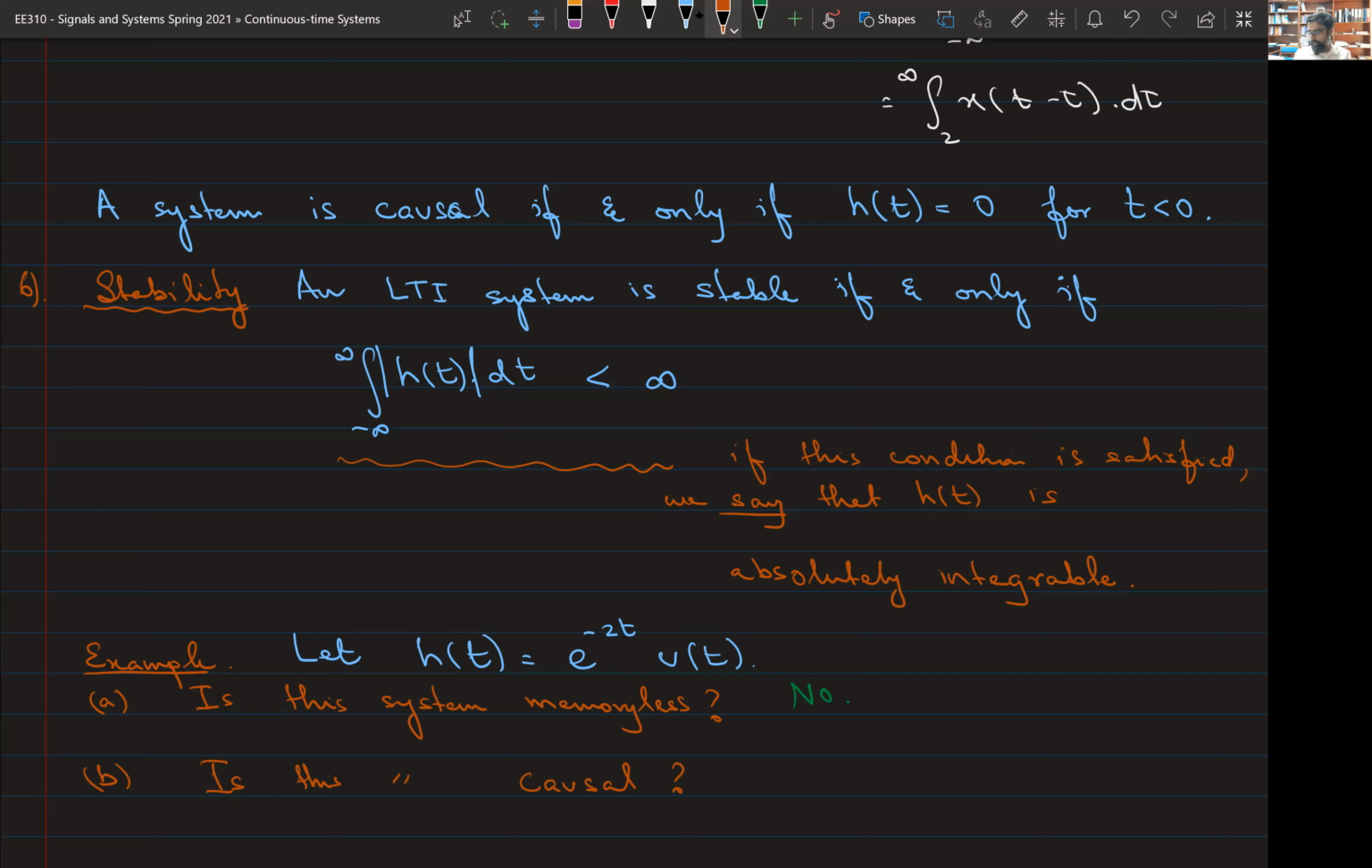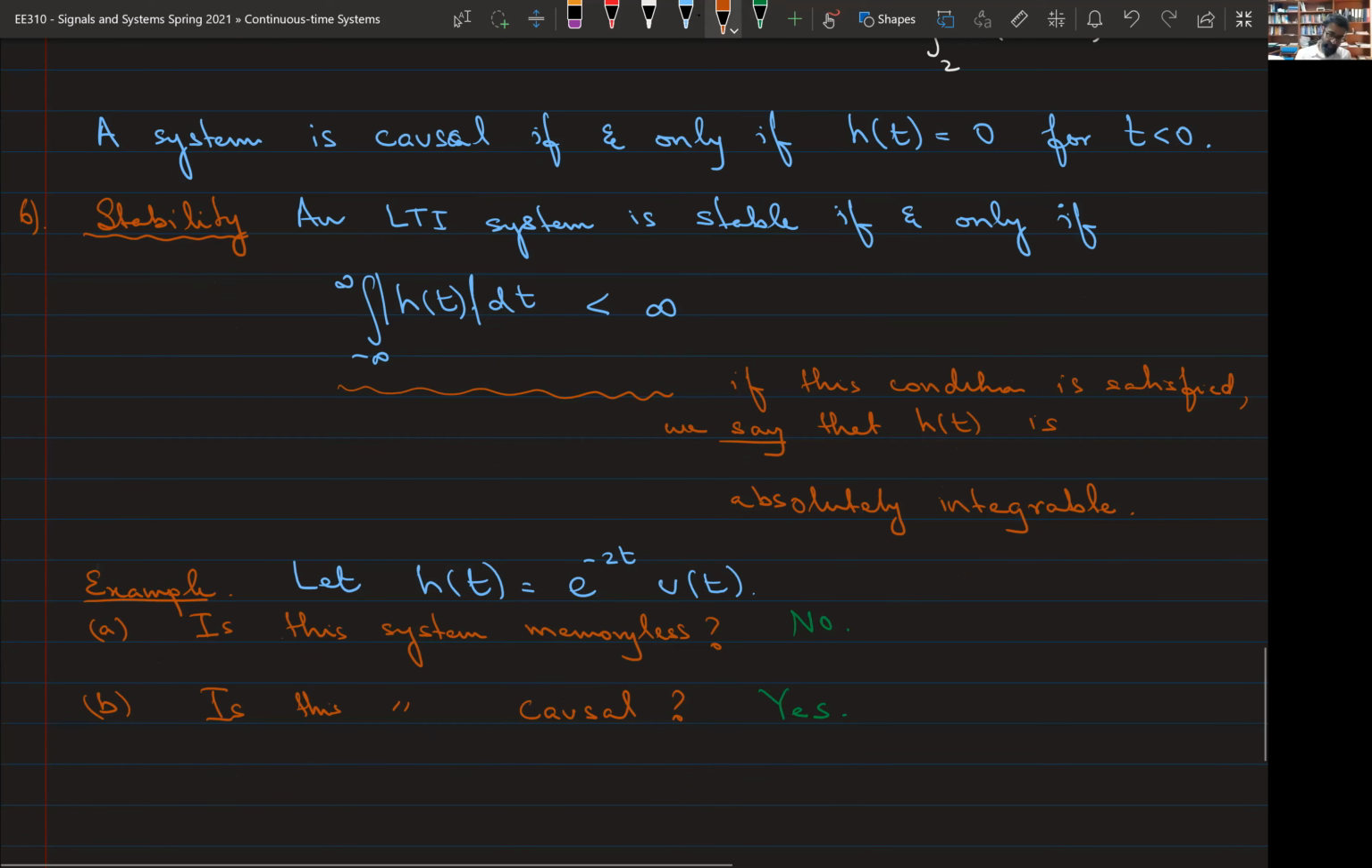So is this system causal or not? Yes, Daniel, why is it causal? So Daniel, everybody's saying causal. So Daniel, I'm going to come to you. Daniel, why is it causal? Sir, before 0 the value of h of t is 0. Excellent. Step 2. Right. Is this system stable?